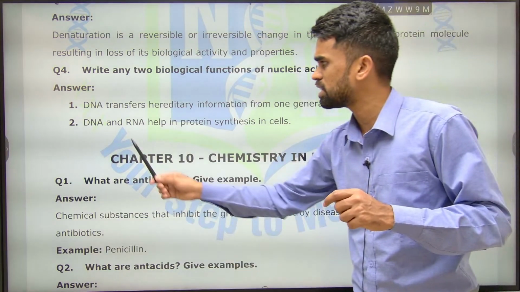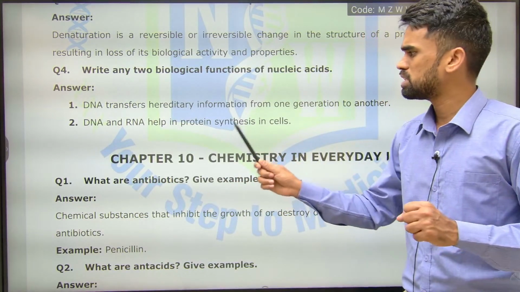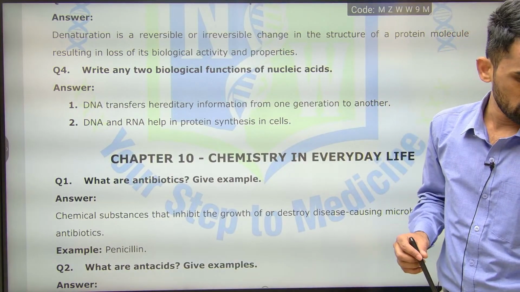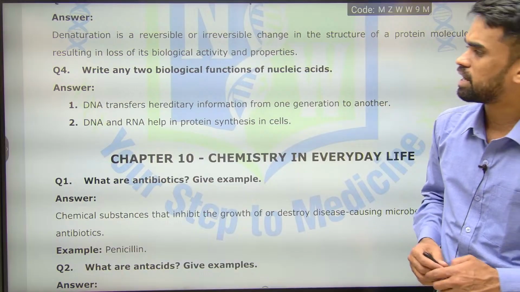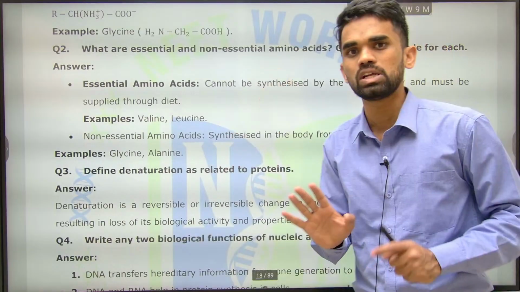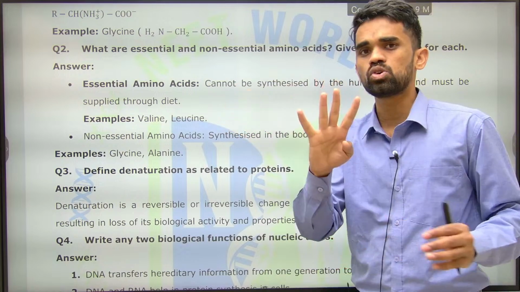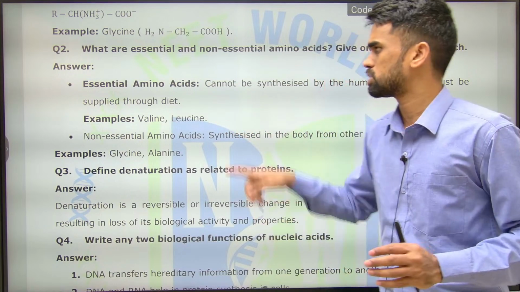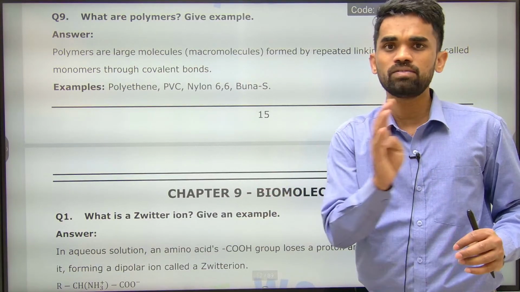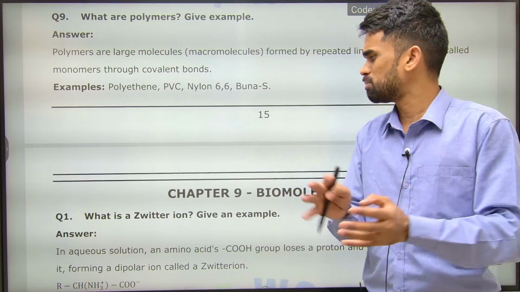And the second function: DNA and RNA help in protein synthesis in the cell. So these are the two important points you can mention about the biological functions of nucleic acids. The next one, phosphorylation, can be a biomolecules topic first. If you have time, you can go through the other questions also, but these 4 questions are a must-do from biomolecules, for 2 marks. For 4 marks, I already explained in one other session. You just go through that, so that both sessions will give you a complete idea on biomolecules.